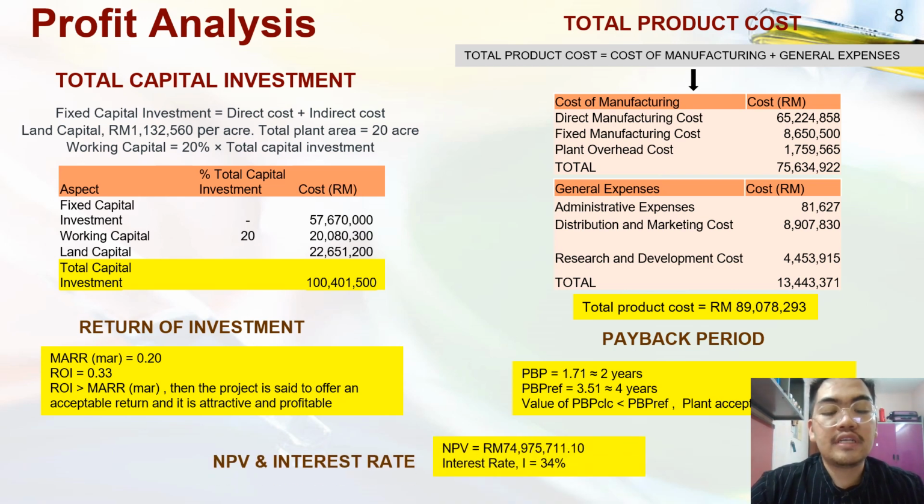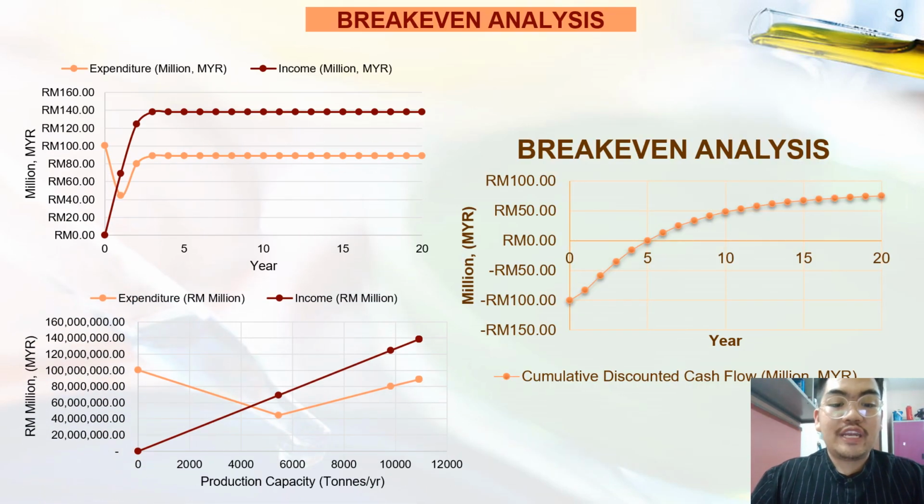Furthermore, the payback period for this project is 2 years with reference of 4 years. The net present value for this project is 74 million ringgit with 34% interest rate. For the break-even analysis, from the first graph we can observe that the break-even point for this project is at the first year of the production.